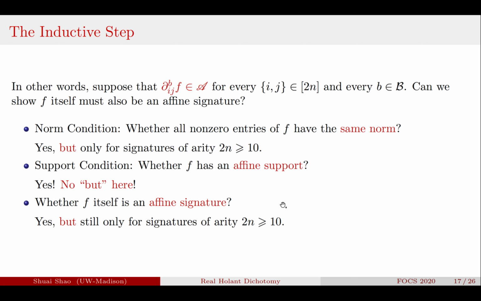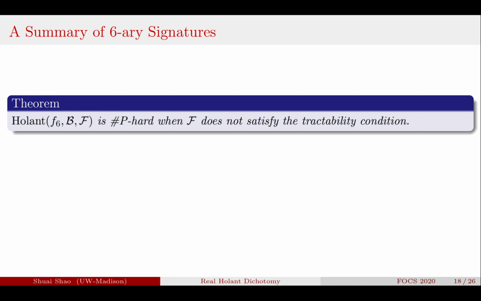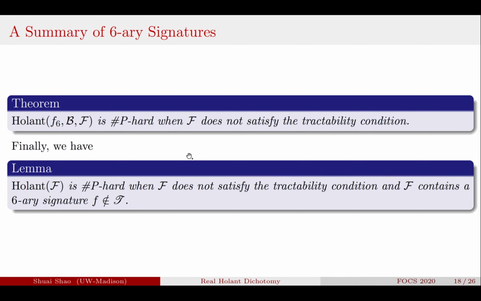Still, for these special signatures, we can get #P-hardness directly. So finally, we can show that the Holant problem specified by this special f sub 6, together with all 4 Bell binary signatures, and with a signature set script F that does not satisfy the tractable condition, is #P-hard. Together, we have that the Holant problem is #P-hard when the signature set script F does not satisfy the tractability condition and it contains a 6-arity signature that is not in T. So now we are done with the 6-arity case.